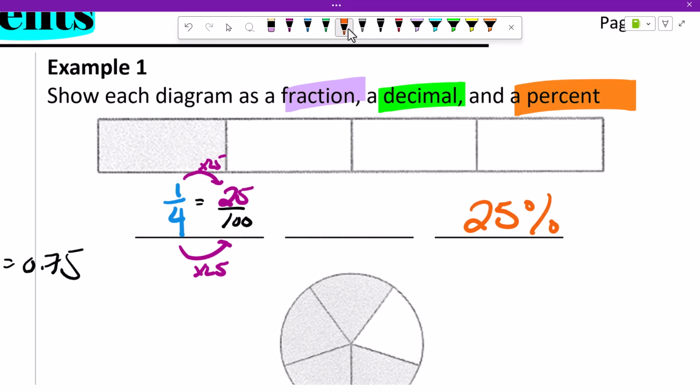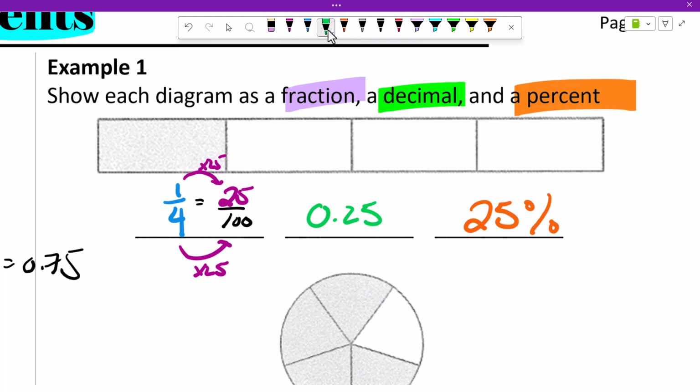What would that be as a decimal? 25 over 100, 0.25. Move the decimal 2 spots to the left. 1, 2. The dot ends up being there. So 0.25. Okay. What page are we on? Just the first page. Day 2.